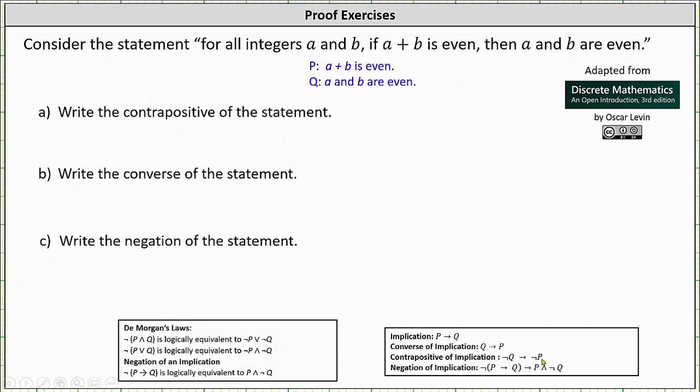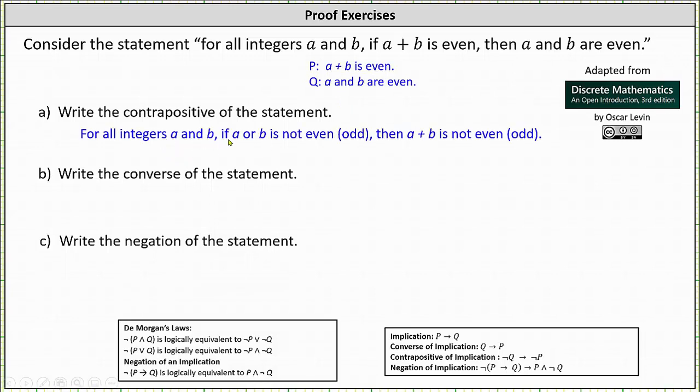When writing the contrapositive, we need to be careful about negating the statement a and b are even. We need to apply De Morgan's law, where the negation of P and Q is logically equivalent to not P or not Q. When negating Q, the and changes to or. The negation of Q is a is not even, or b is not even, or we can shorten that to a or b is not even. The contrapositive is for all integers a and b, if a or b is not even, then a plus b is not even. Notice the quantifier for all integers a and b does not change.